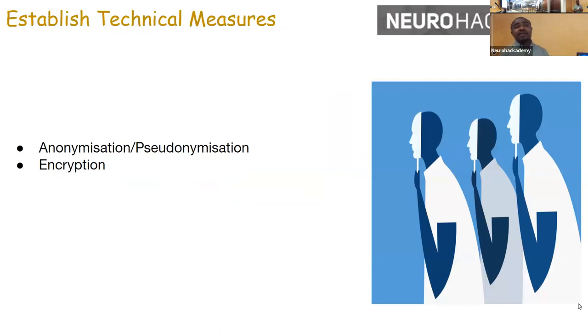And then finally, establish technical measures. Either you anonymize or pseudonymize. My advice always is don't be too hasty in making the decision that my data is anonymized. It can be pseudonymized. If you pseudonymize your data, you have taken the first step in protecting the privacy and confidentiality of the data subject, and that's fine. You can then try to establish all the organizational measures and encrypt your data.